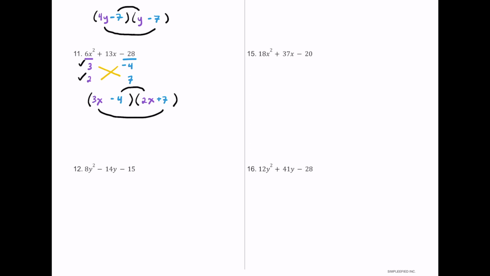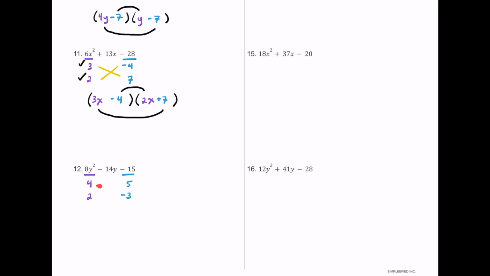For number 12, we have 8y squared minus 14y minus 15. And so what we're going to do here is look at this 8 and say, okay, it could be 1 and 8 or 4 and 2. I like trying 4 and 2 first. And then for negative 15, we have 1 and 15 and 5 and 3. But we know 1 has to be negative. So I'm just going to throw it on the 3 for now and see what happens. Okay, don't think too much about where to put the negative.